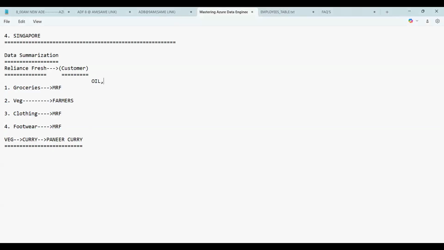Then, do you buy vegetables? Do we require vegetables to prepare the vegetable curry or paneer curry? Yes, of course, some vegetables are also required. Let us add some vegetables. Onions, garlic, etc. Very good. So vegetables also I'll buy.